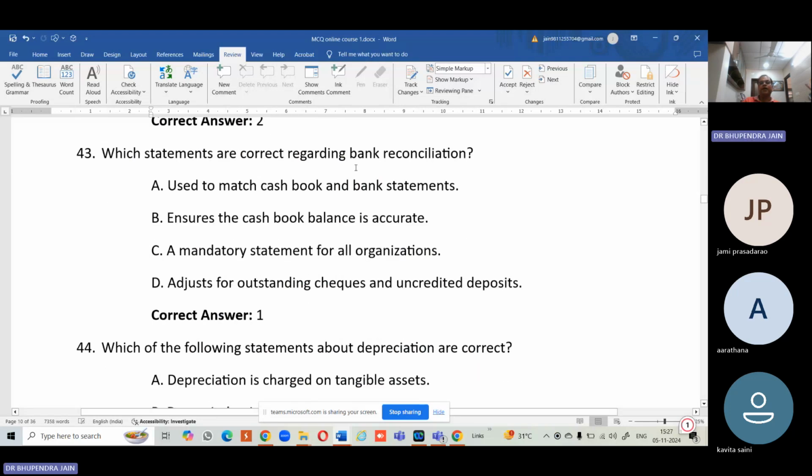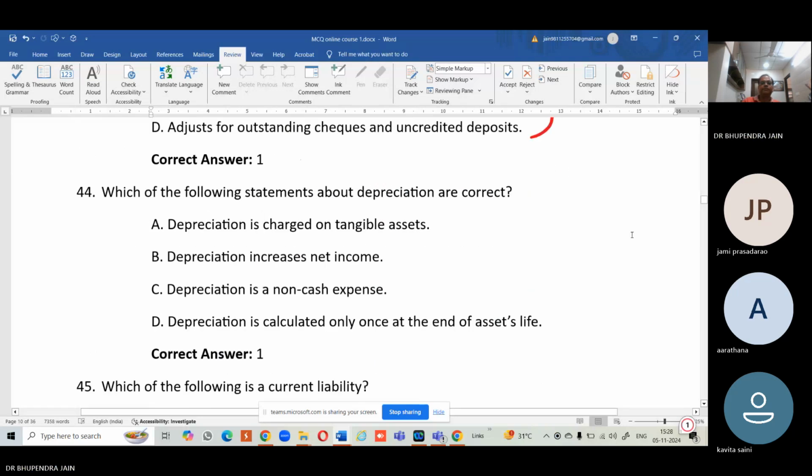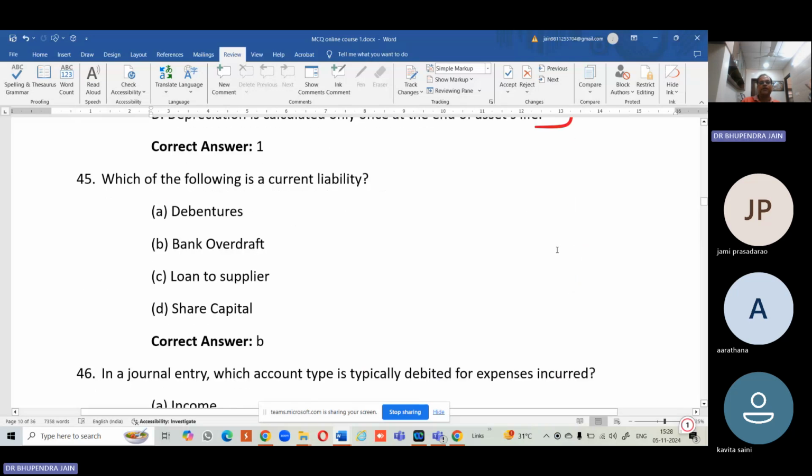Which statements are correct regarding the bank reconciliation? We will discuss that further. Depreciation, we will also discuss further.